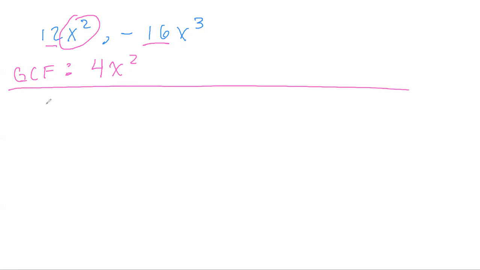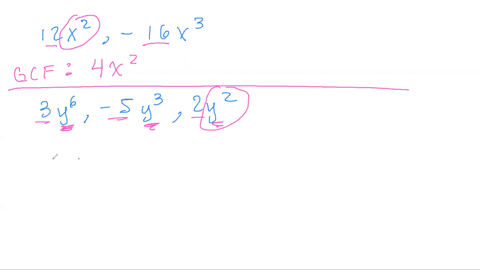And then let's do another one here. So this one, for the coefficients, if you notice, there isn't any number that they all share. So in this case, I don't need to take a number. So I'll just move on to the y's. And again, I just pay attention to the smallest power here. So my GCF is y squared.